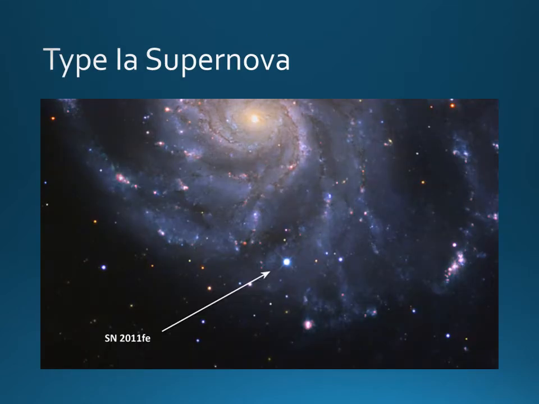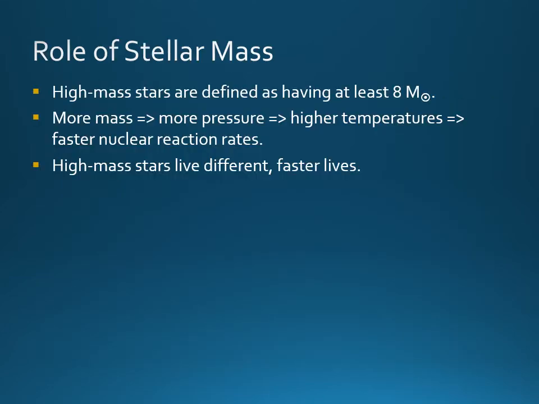This is an example of a type 1a supernova in the galaxy M101, the Pinwheel Galaxy. As we saw in the first lectures, the high mass stars reach extremely high temperatures, burn very quickly, and are dominated by CNO cycle fusion, whereas the low mass stars are long-lived and dominated by proton-proton chain reactions.